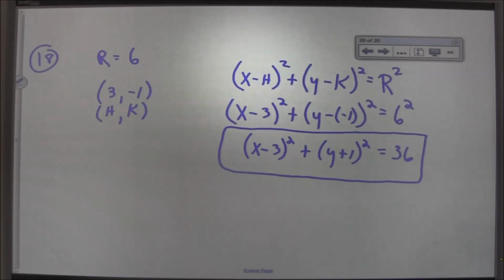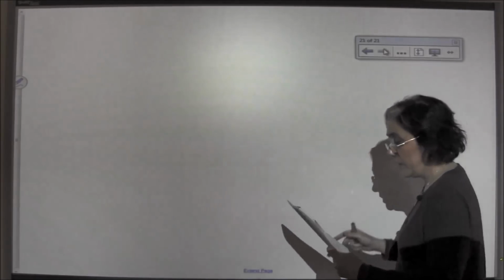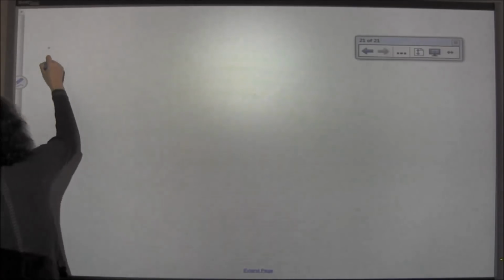Okay, number 19 has a part that should be easy, but we got to be careful about plugging it into our calculator correctly. And then there's another part that involves solving an equation.